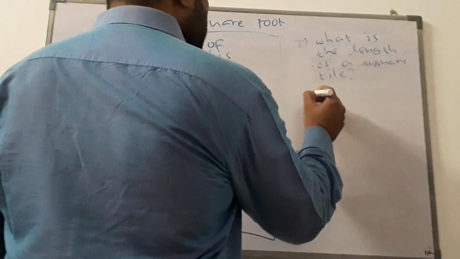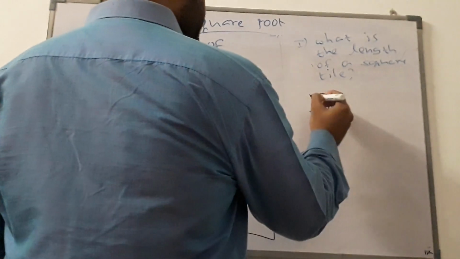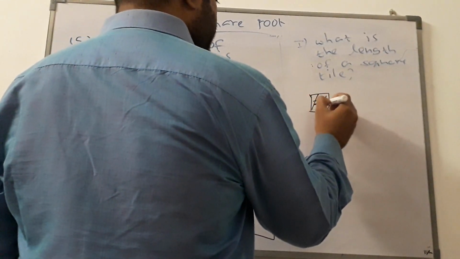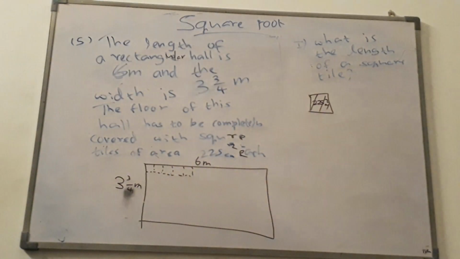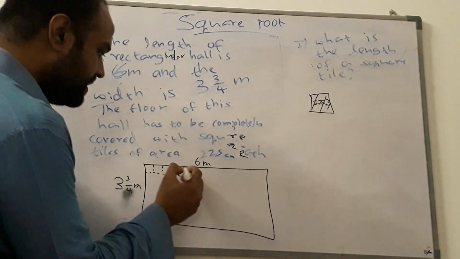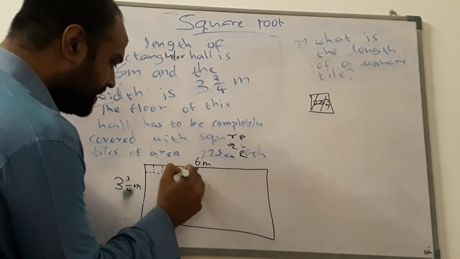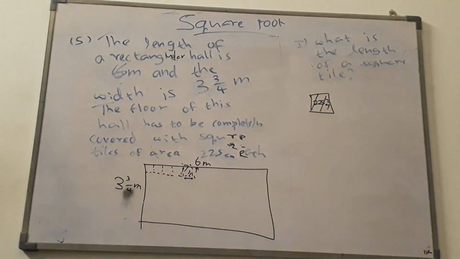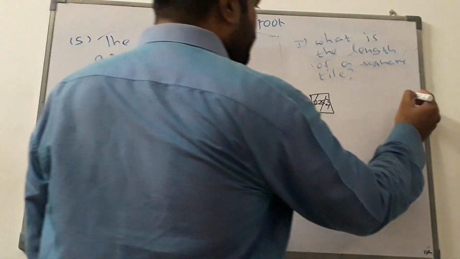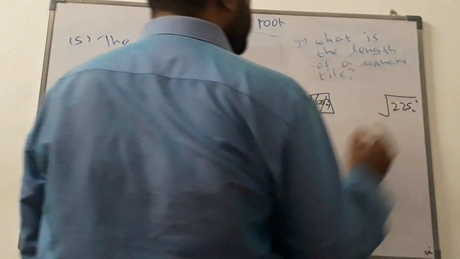Now, take this square for a second. The area is given, 225 centimeters square. And we want to find the length of a small square. Square means all four sides are equal. So to find the length of a square, what we have to do is we have to find the square root of 225 centimeters square.